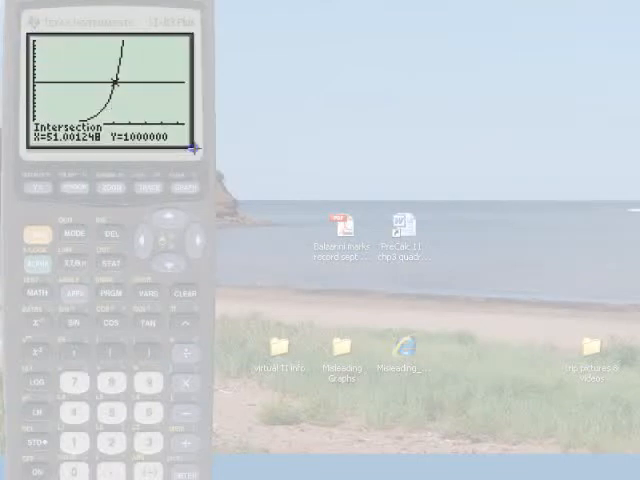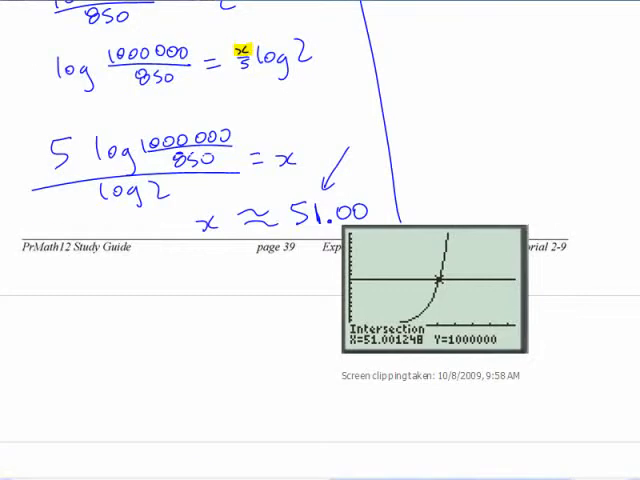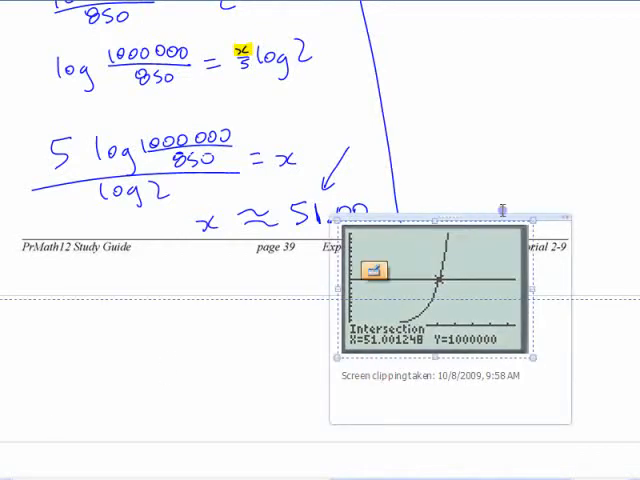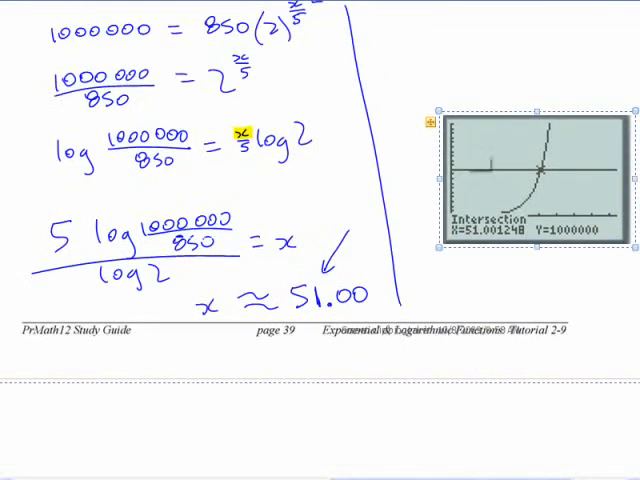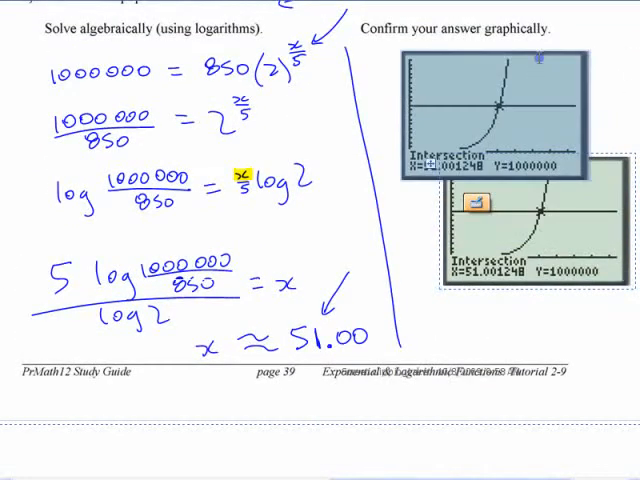Let's look quickly at the question after it on radioactive decay.